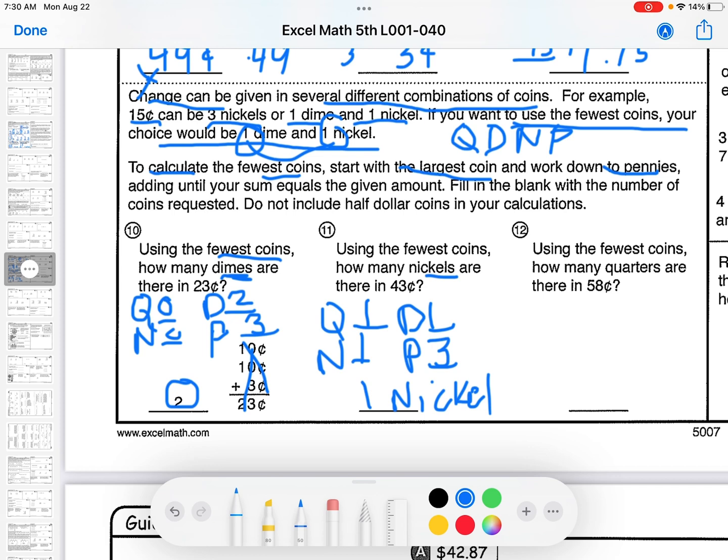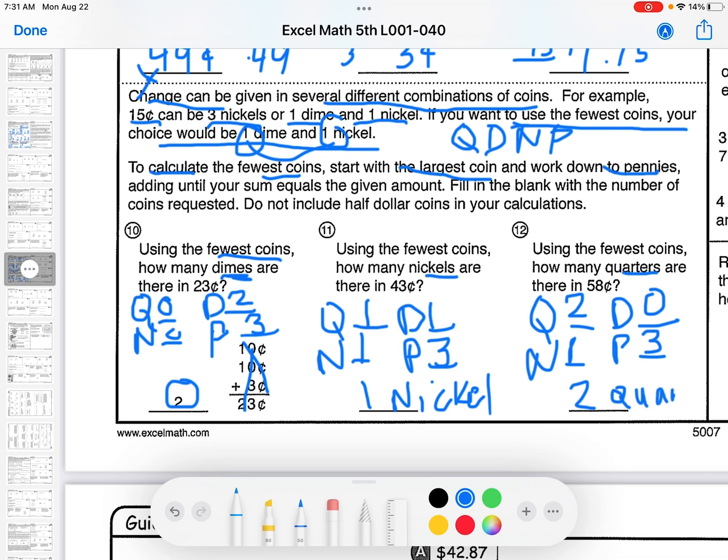Okay, pause the video. Try number 12 now. Okay, Q, D, N, P. How many quarters? You should have written that. Hopefully you did this on your own. How many quarters to make 58 cents? Well, 2 quarters makes 50 cents. How many dimes can I now fit in? Well, if I add a dime, I get 60 cents. That's too big. How about a nickel? 50 cents plus 5 makes 55 cents. Now I'm getting closer. How many pennies? 3 pennies. It says how many quarters, so I'm going to write 2 quarters. And I can't write that small with my finger. Hopefully you wrote neater than that.